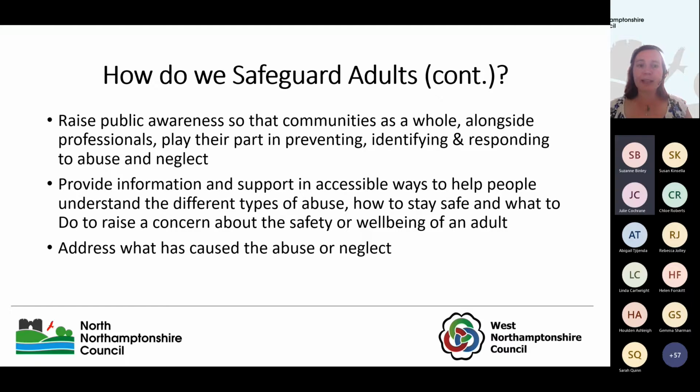Okay, and we also need to make sure we address what has caused the abuse or neglect, so making sure that we try and change things. Yeah, see if we can make a difference from whatever way that is, whether it's by education or providing support. Okay, or whether it's by prosecution and involving the police. Okay, sometimes there's lots of different avenues that we need to consider.